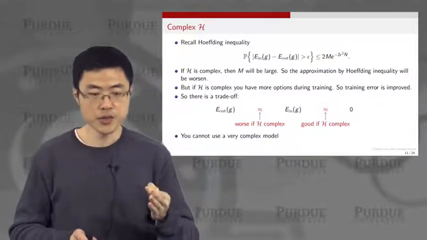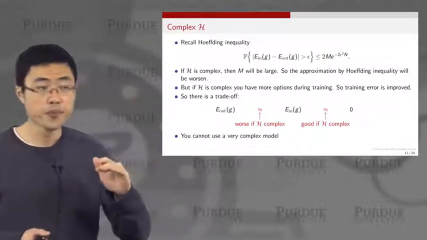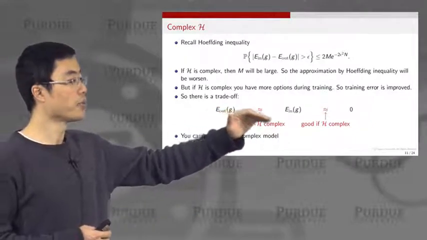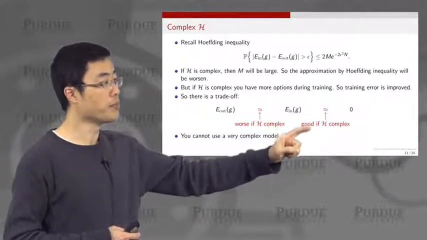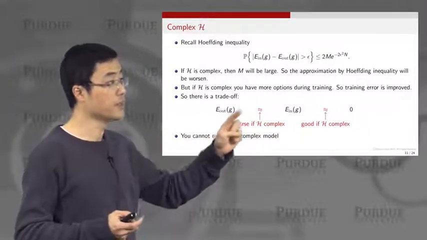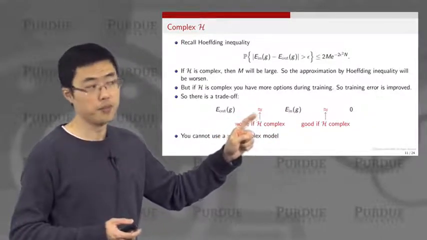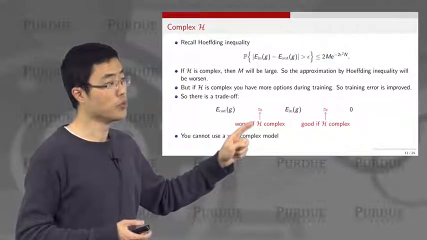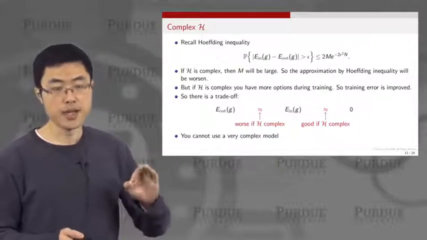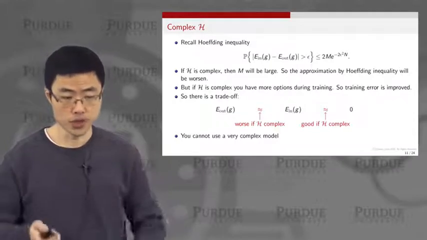Okay, so that means what you can do is that you should actually try to choose a model that is good enough that it can approximate the in-sample error. Okay, so you want to choose a model that is complicated enough that you can make this E in as small as possible, but not too complicated, because if it is too complicated, then you will actually make this approximation worse. And therefore, when you choose a model, the complexity of the model has to be carefully adjusted.